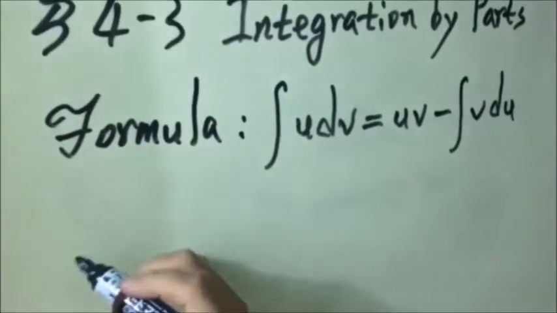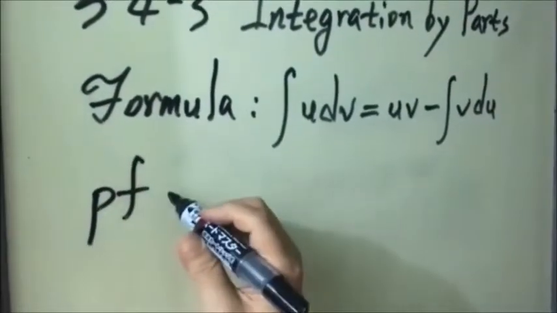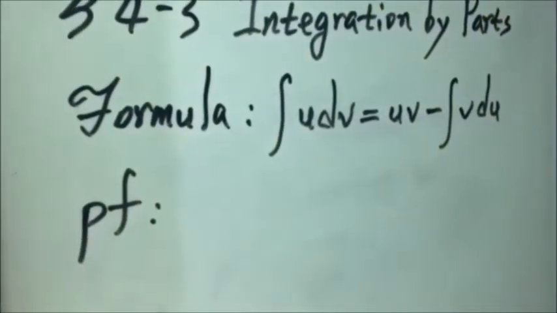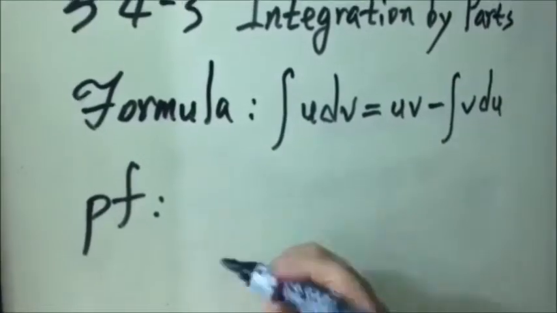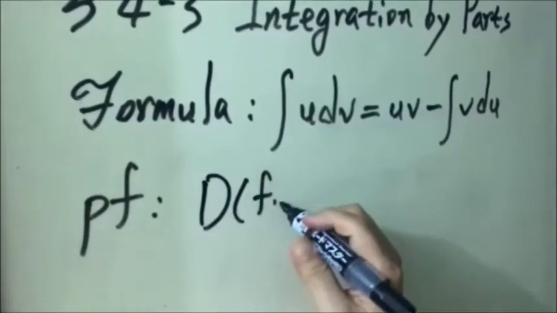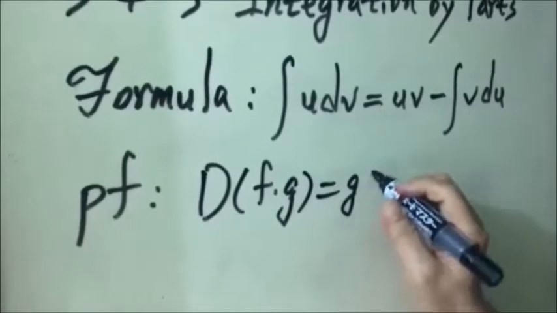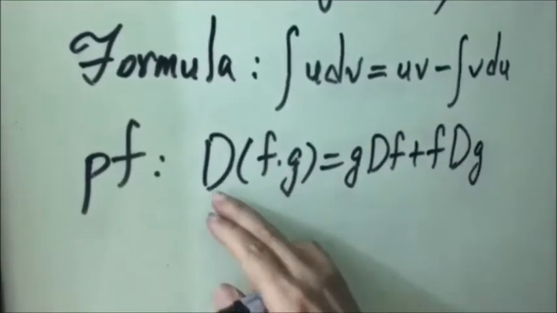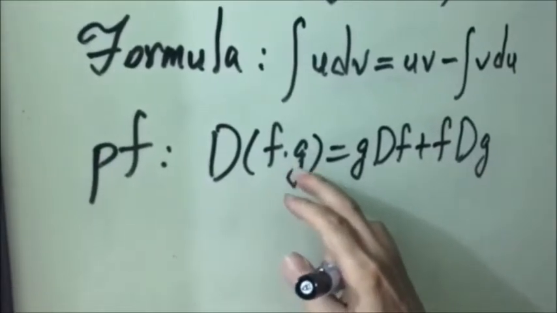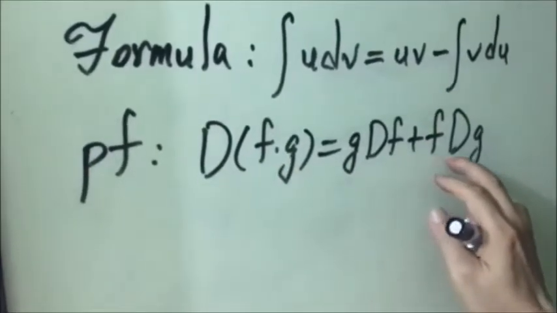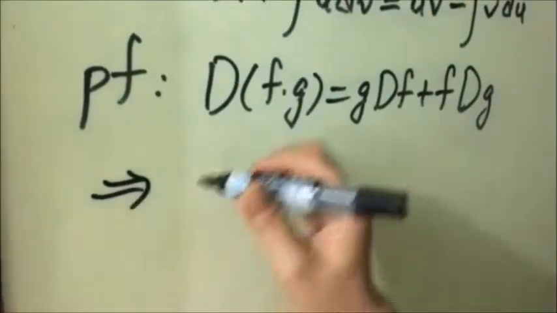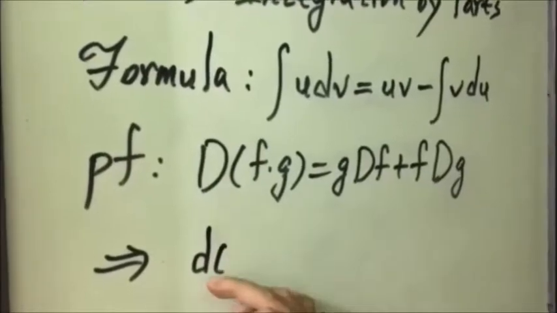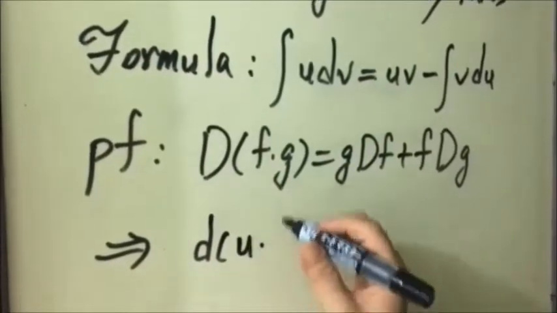So let me prove the formula. It comes about in this way. In the previous semester, we had the product rule. The product rule is: differentiate the product of two functions, then we will get g df plus f dg. In this method, d stays d, f becomes u, and g becomes v.